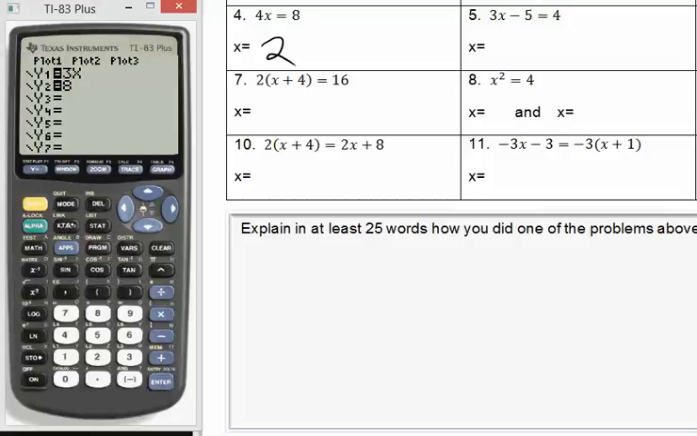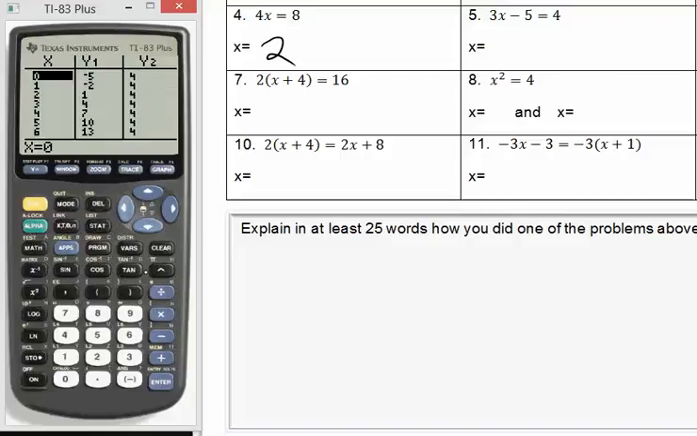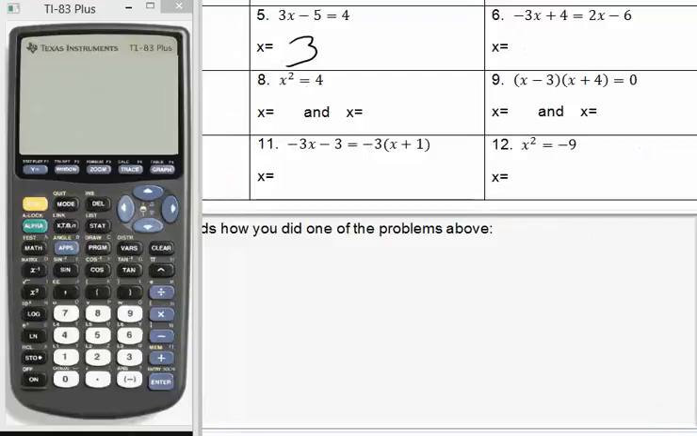You have 3x. Remember, you have to use the minus 5 equals 4. Kind of look on my graph. I can see it somewhere around here, maybe around 3. So, sure enough, 3 right here, 4 and 4 is the same. So the answer is not 4, it's 3. All right, number 6.